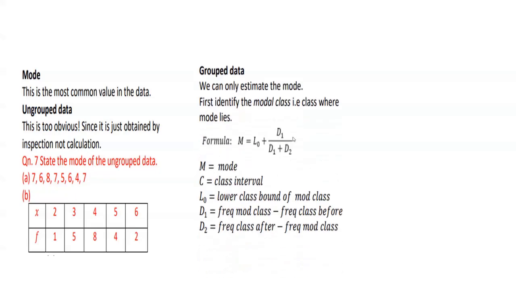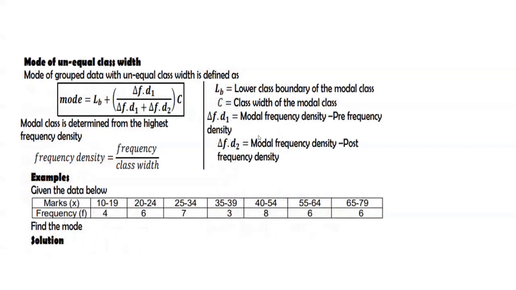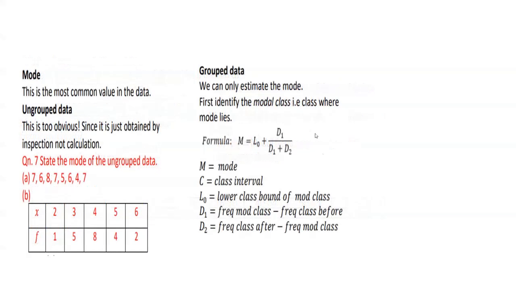If we have grouped data, this is how we can calculate mode by using this formula. C is the class width. This one in brackets, D1 divided by D1 plus D2, we are supposed to multiply it by C. Yes, you are supposed to note that. It's L_B plus D1 divided by D1 plus D2 times C.